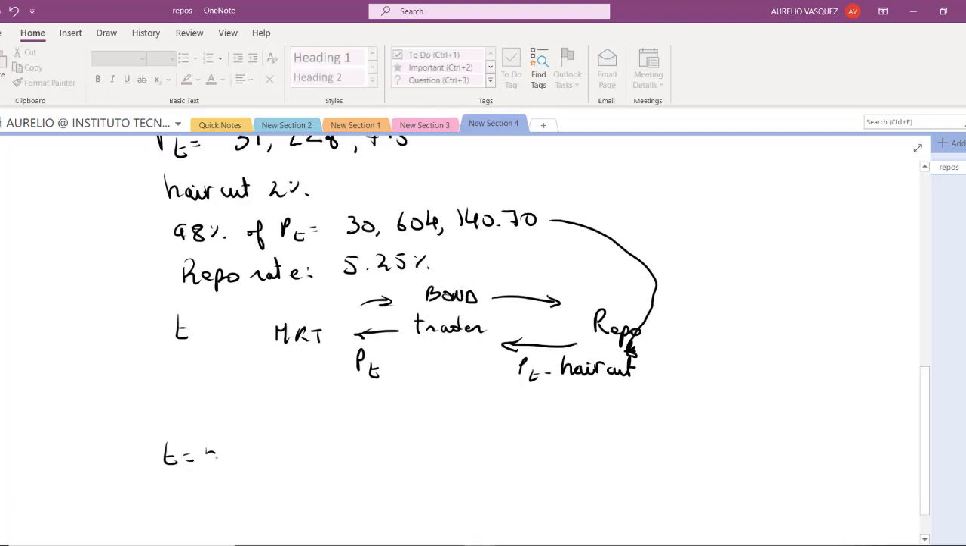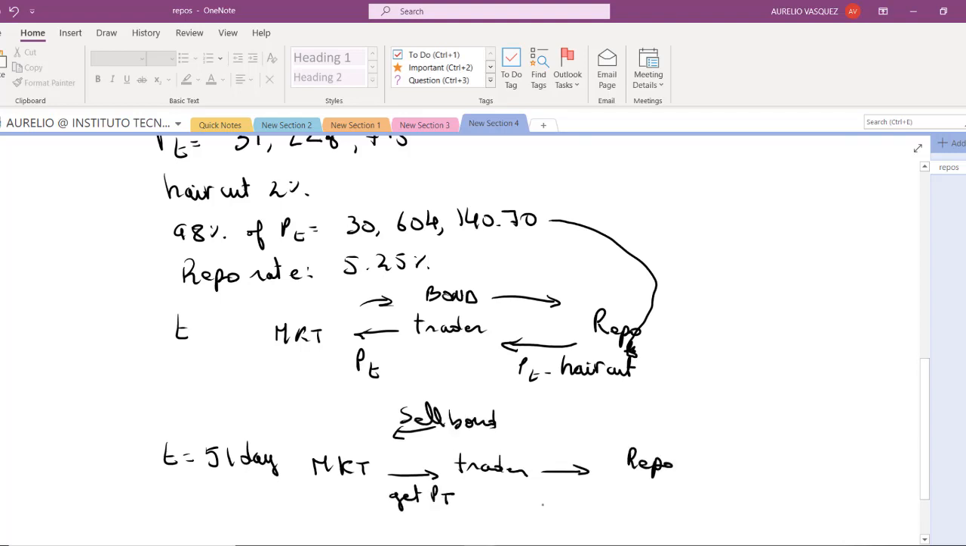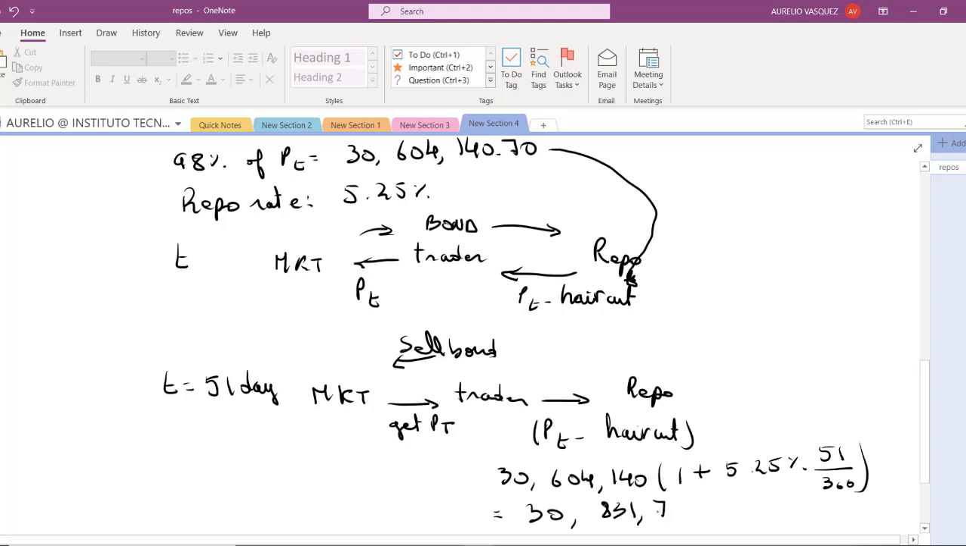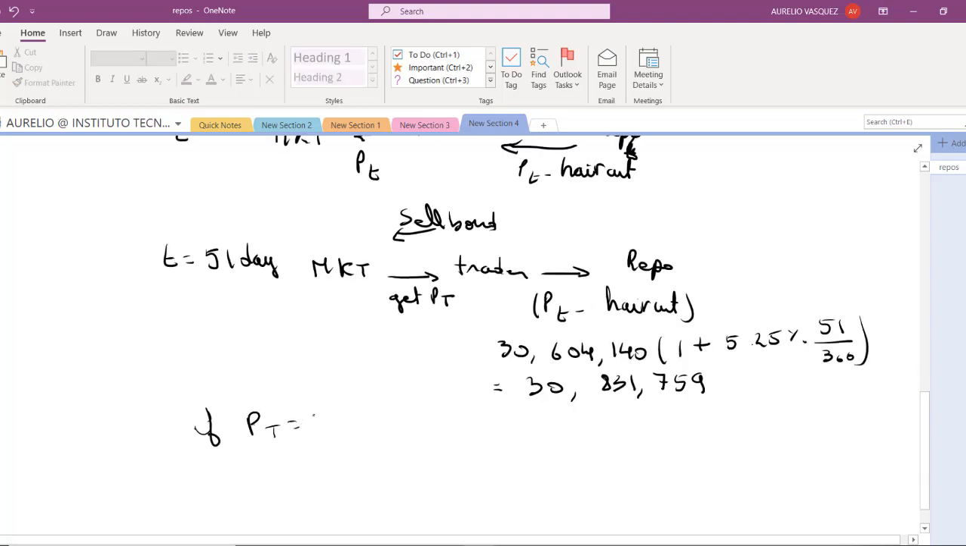So at time t equals 51 days, I have to go to the market. I'm going to get PT, right? Because I'm going to go and sell my bond. So I'm going to get PT. To the repo dealer, I need to pay back PT minus haircut. And we said that this was 30,604,140. And this is going to be times 1 plus the repo rate, which is 5.25%. And I did this for 51 days over 360. And this amount is equal to 30,831,759. Now, if PT is equal to 32 million, then what is the rate of return?